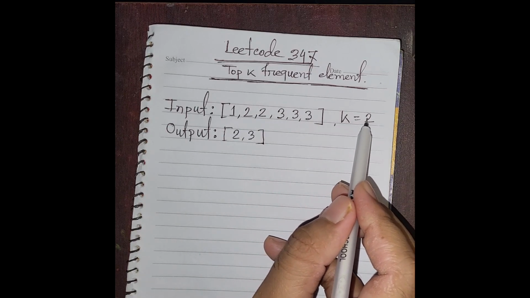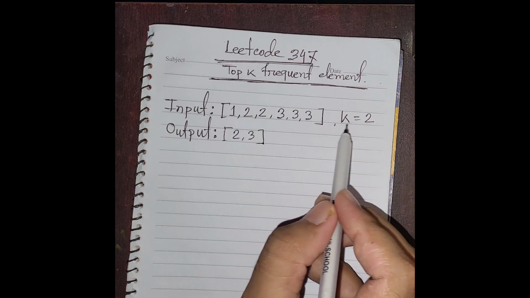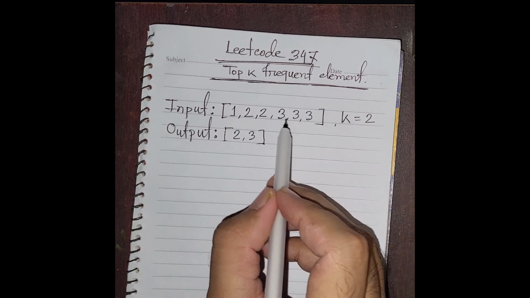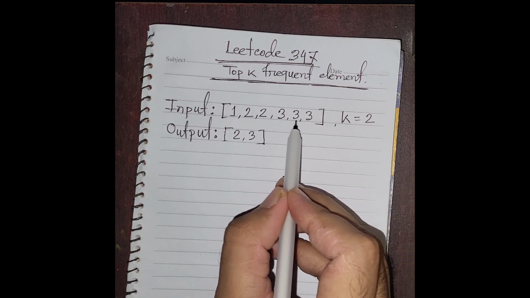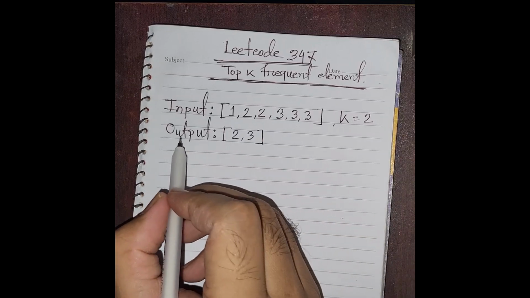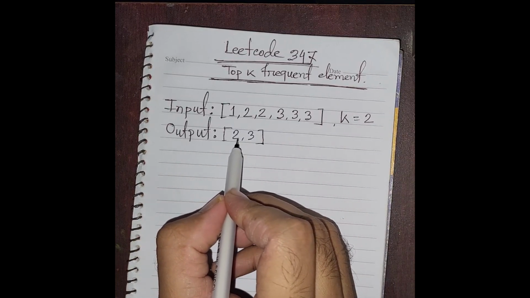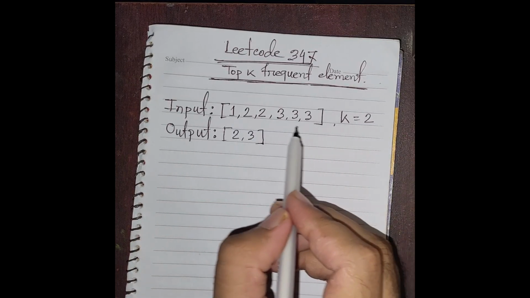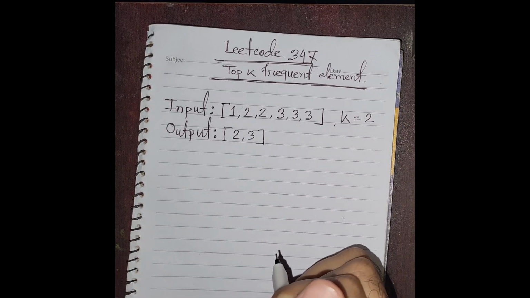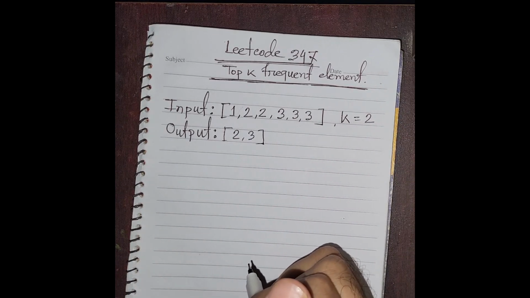What if k was 1? Then we would just return the most frequent one, which is 3 in this case, because 3 appears 3 times in this array. So our output in this case is going to look like 2 and 3 because k is equal to 2, and we have these 2 most frequent. Okay, you got it. Now let us see how we can solve this problem.